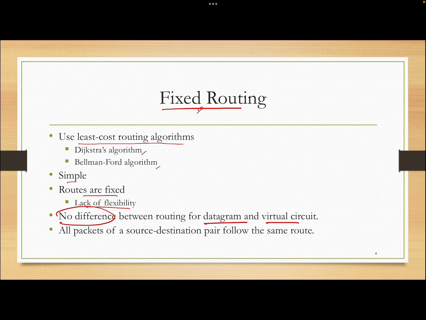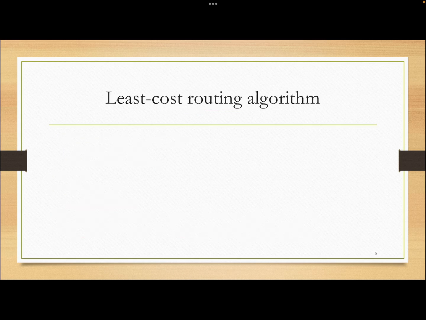So there is no other option. You always go this way. So if BTS is not working for half an hour, then you have to wait, okay? Something like that. So datagram and virtual circuit are the same because all the packets will just follow the same path. All packets from a source-destination pair follow the same route or the same path.